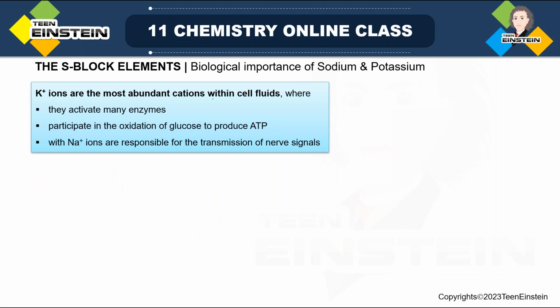K+ ions are the most abundant cation within cell fluid. So this is an important difference. When we saw sodium, it is present mainly in the fluid outside the cell. But when you consider K+, it is inside. This is an important difference. Now look at these 3 points. They activate many enzymes and participate in the oxidation of glucose to produce ATP. And this point is basically working together with Na+ ions: they are also responsible for transmission of nerve signals. So this point is basically a common point.